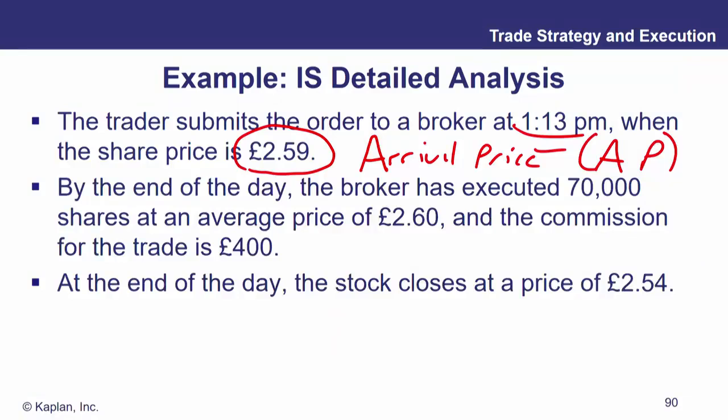Now, what happens by the end of the day? The broker executed 70,000 of the 100,000. And what was the average price? So this executed price was $260. Now remember, the decision price was $256. Hey, they sold these at $260. Remember, selling it higher, that's a win.